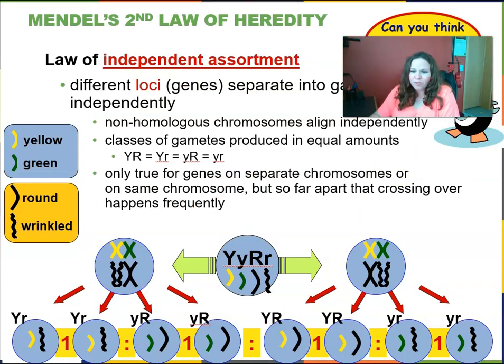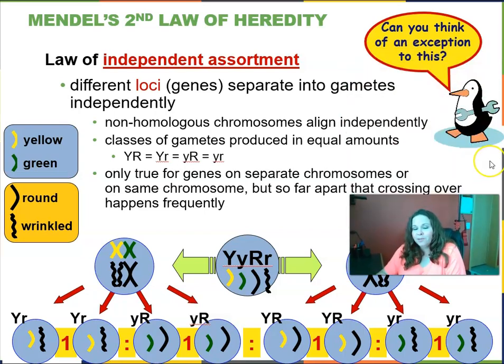So from doing dihybrid crosses and looking at the inheritance of those, Mendel was able to come up with another law of heredity. It's called the law of independent assortment.